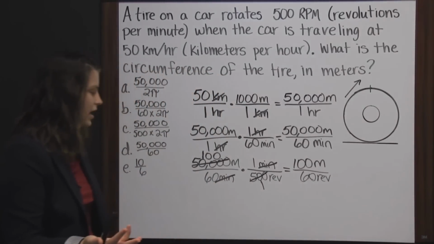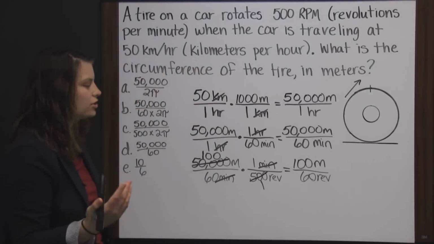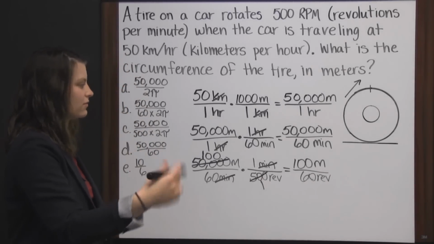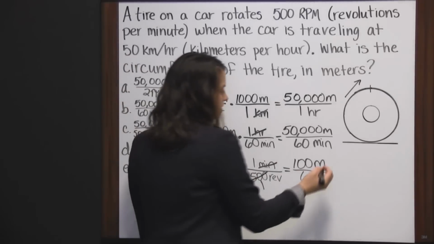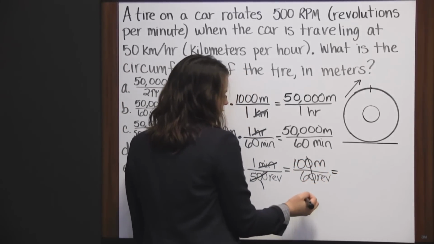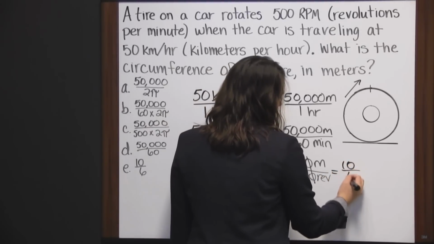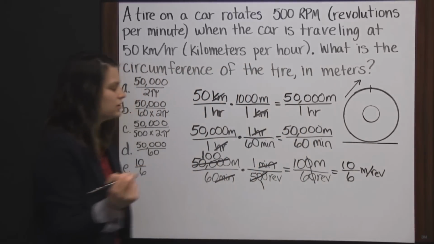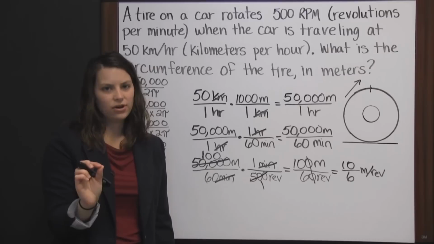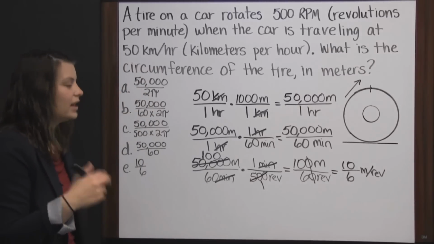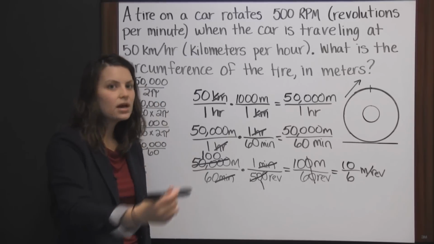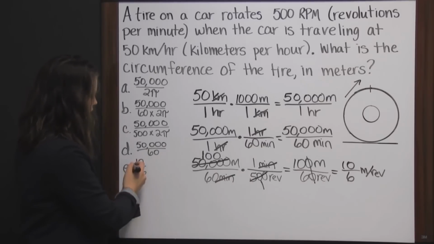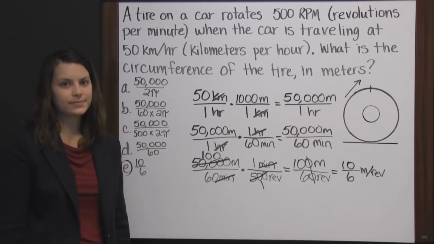So now I found that every 100 meters, this car is going 60 revolutions, which I can then simplify by canceling out the zeros, and I get 10/6 meters per revolution. So it goes 10/6 of a meter every revolution. And again, a revolution is one time all the way around the wheel, which is the circumference. So our circumference is 10/6.